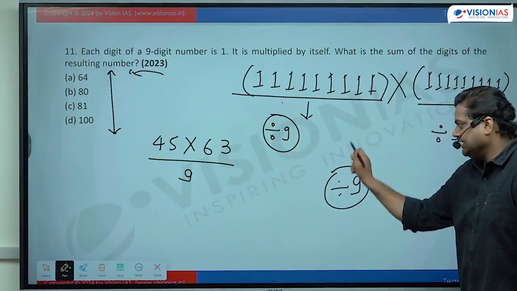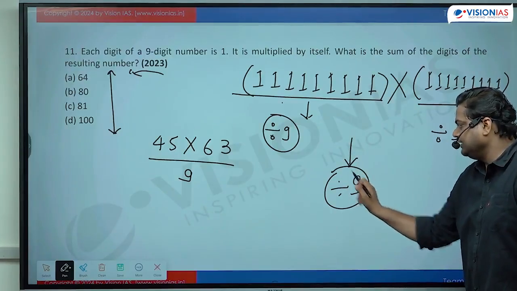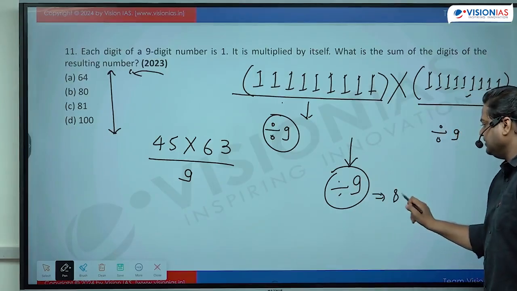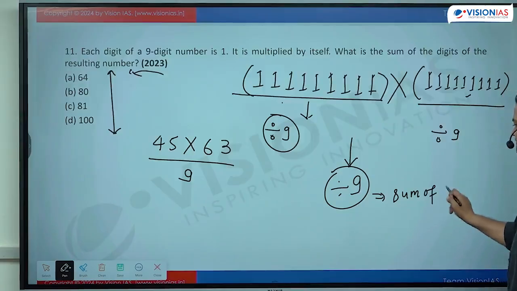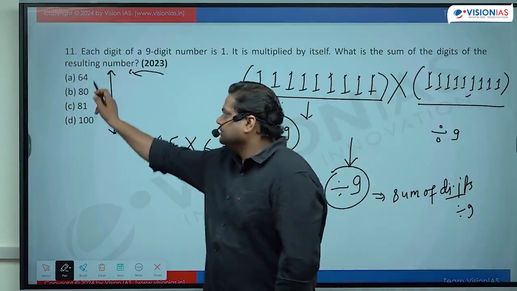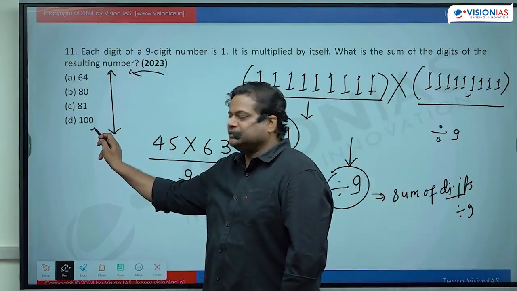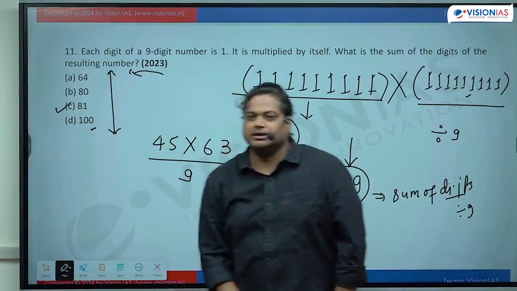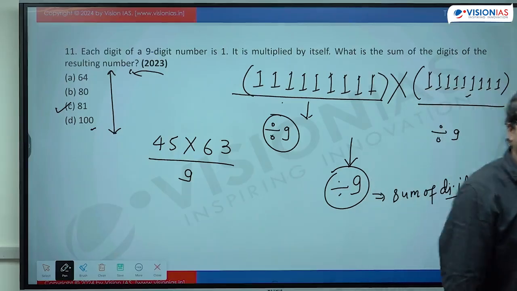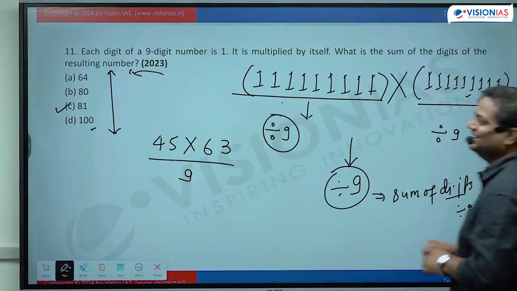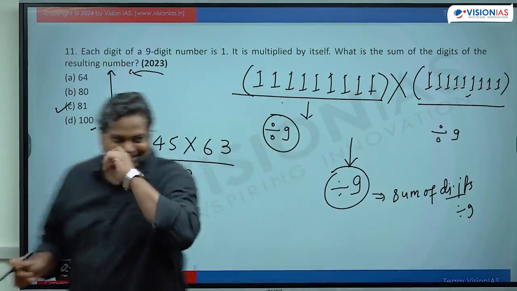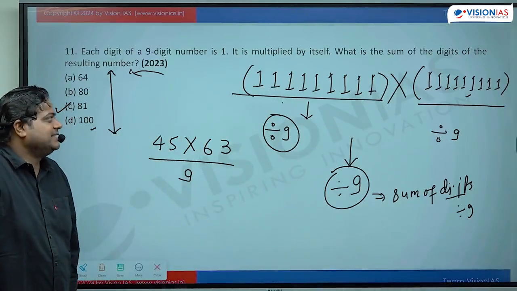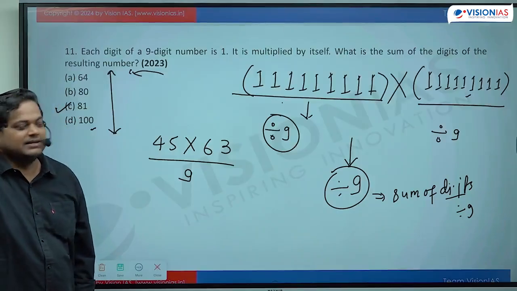If the resulting number is also divisible by 9, sum of digits must be divisible by 9 or not? We'll take the options. Which sum is divisible by 9? 81. है ना? ऐसे कर सकते हैं, बट फर्स्ट टाइम में ये सोचना थोड़ा सा मुश्किल होता है.